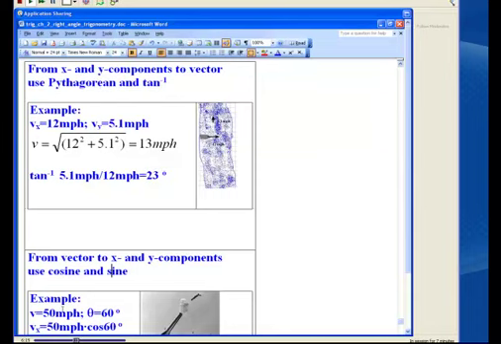When you go the other way around, where we have the vector given, and we want to figure out what the x and y components are, we use the cosine, because the x is usually the adjacent, and the y is usually the opposite, and that's where we use the sine.